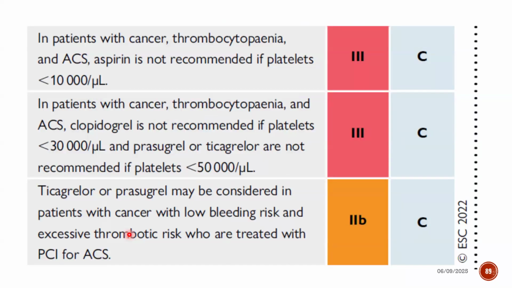And then we have some class 3 indications. In patients with cancer with thrombocytopenia and acute coronary syndrome, aspirin is not recommended if the platelet count is below 10,000 per microliter. Clopidogrel is not recommended if the platelet count is less than 30,000 per microliter. And prasugrel and ticagrelor are also not recommended when the platelet count is below 50,000.